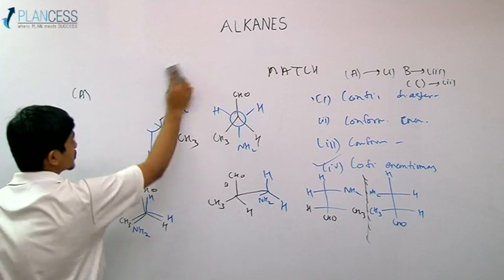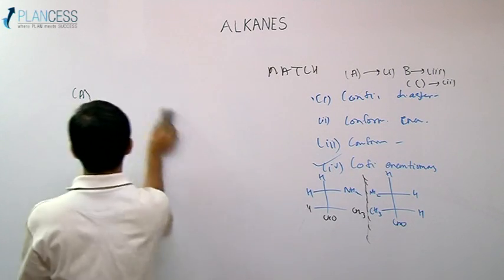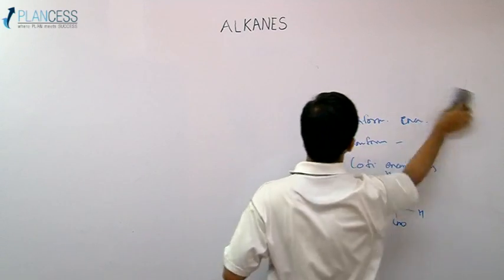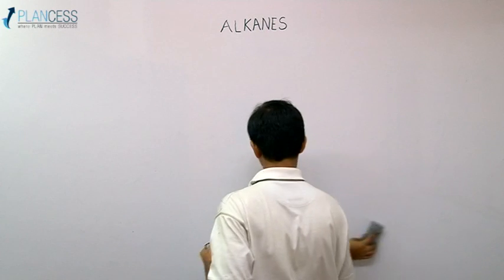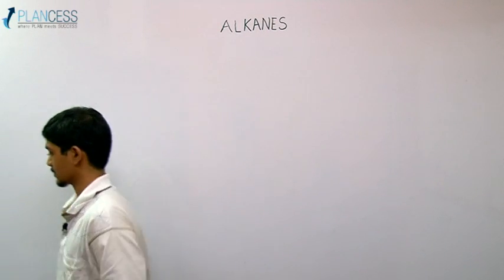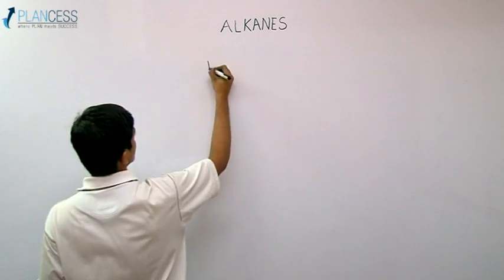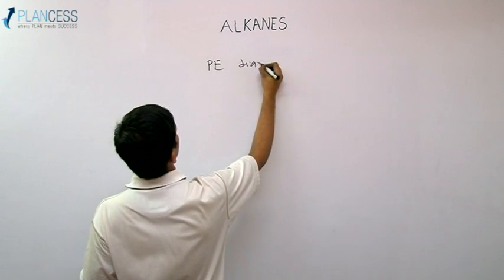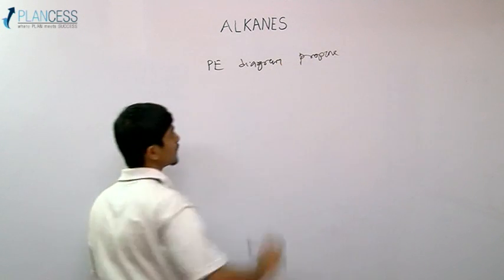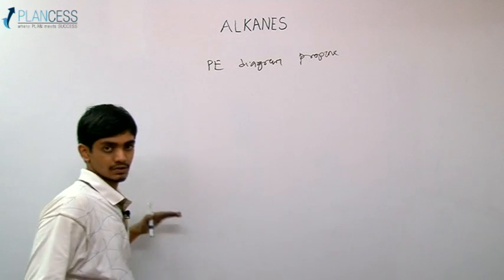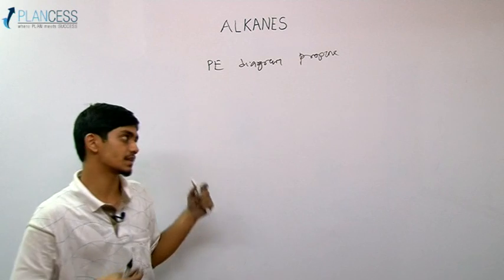Finally, we will end the lecture with a small comprehension. So the final question of this lecture is a comprehension. We will have 3 questions and we will try to answer them. Now this comprehension is based on the stability of these conformers. The first question says, which is the correct PE diagram for propane? What is this PE diagram? A PE diagram is nothing but you compare the stability of the conformers, and hence we get different potential energies, and hence different stabilities.